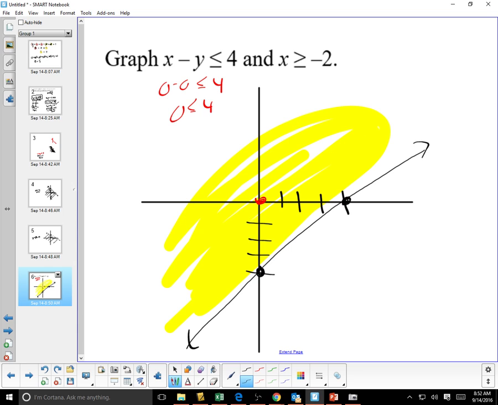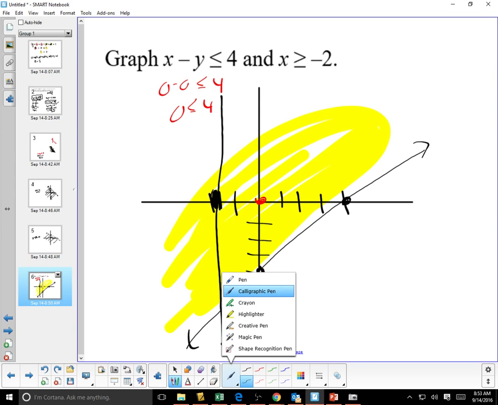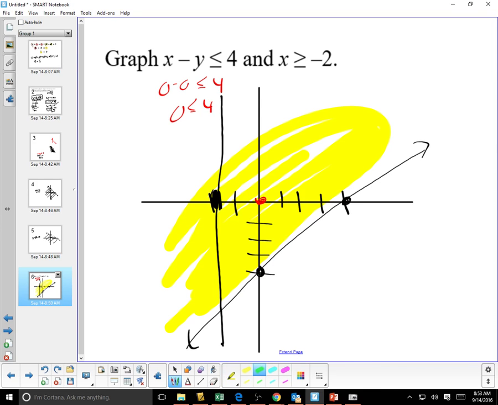X equals -2. It's a vertical line, isn't it? So I go to -2, and it's going to be solid or broken? Solid. Now I need to decide, do I shade above or shade below? This one's pretty easy. Where are the x's bigger than -2? To the right, right? So I'm going to shade on this side of the line.